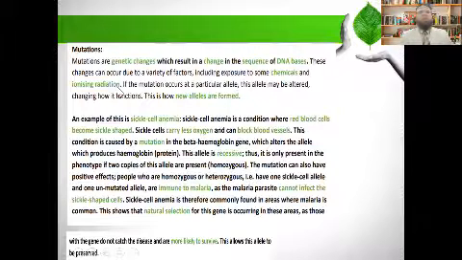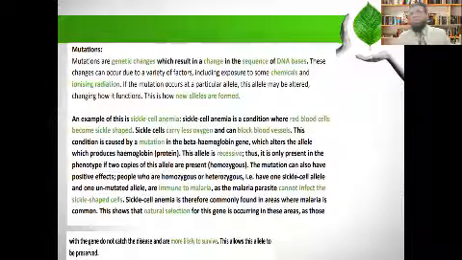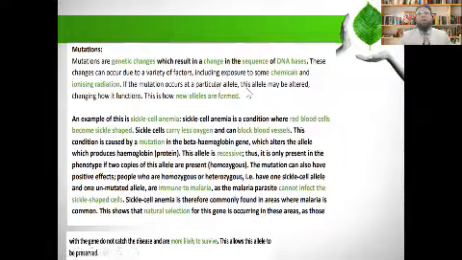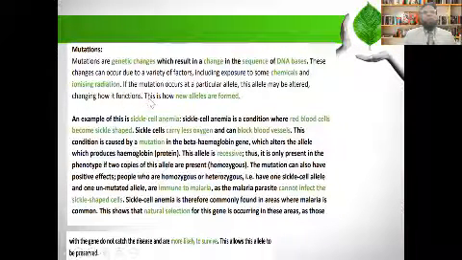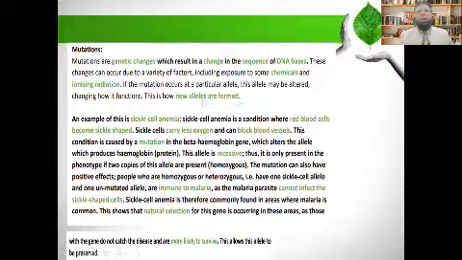So basically, there are two main reasons for mutation. The first reason is chemicals, and the second reason is radiation. If a mutation occurs at a particular allele, this allele may be altered, changing how it functions. This is how new alleles are formed. An example of this is sickle cell anemia.